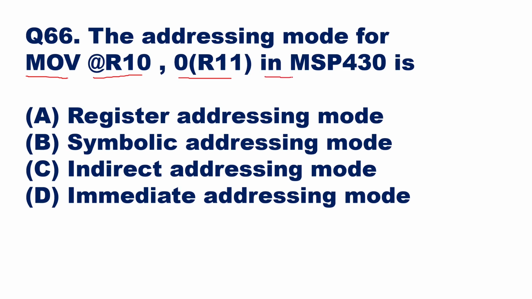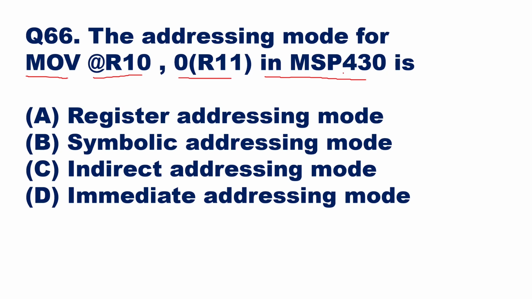So in MSP430, what is it going to do? Here it is going to copy the data from the address which is given by the register. So at R10 means the address is in R10, and then at that address whatever data is there is going to be operated. Because the address is taken indirectly through a register, this comes in indirect addressing mode. So option C will be the right answer here.